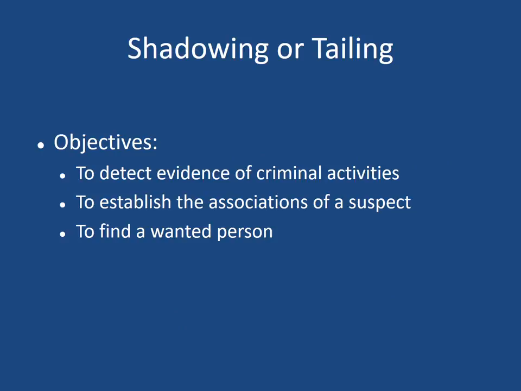Shadowing or tailing is basically a method of trying to detect criminal activities. You're following someone to establish the associations of a subject, just seeing who they're meeting with, or finding a wanted person. Maybe you follow somebody that you know to find that person who is acting as a fugitive. In one case, we used a girlfriend to entice the boyfriend to come out. We had a warrant for the boyfriend. So we shadowed her, and he appeared. We were able to make the arrest.